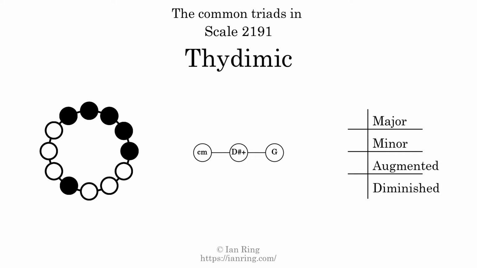100010001111. Here are the common triads present in this scale. The diagram in the center is a graph of parsimonious voice leading between triads. There is one major triad. There is one minor triad. There is one augmented triad. There are no diminished triads. Here is a Hamiltonian path of parsimonious voice leading that uses all the triads.